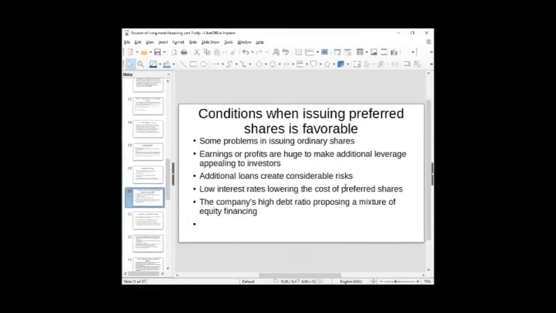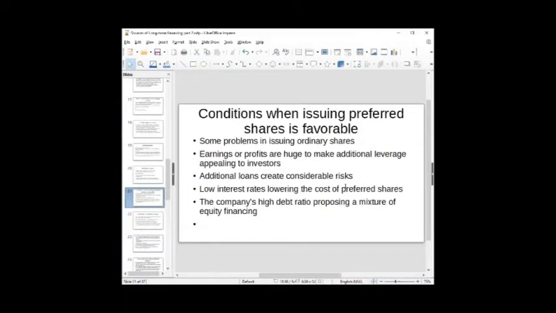Or another one is that earnings or profits are used to make additional leverage, appealing to investors. The company has this record that they have profits in such an amount, so they can use that as leverage in appealing to investors to buy their shares, their stocks. Additional loans create considerable risk.